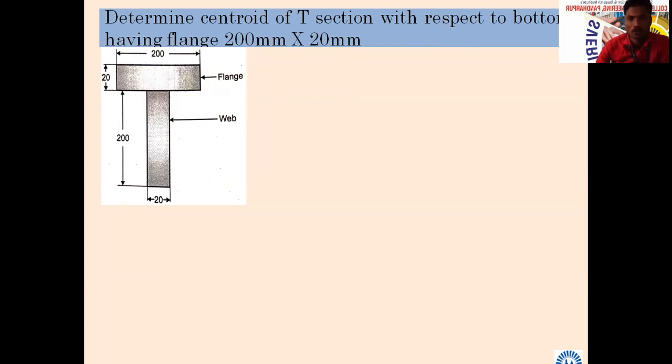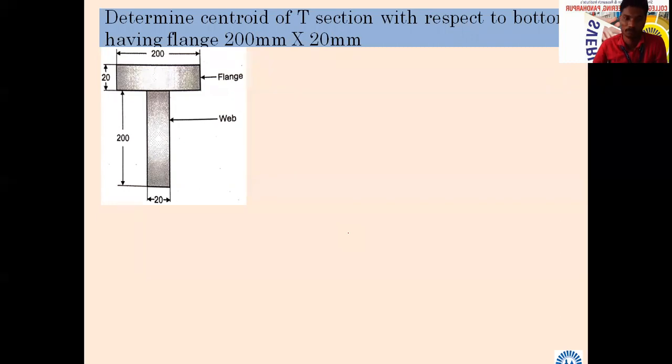So there is one object called the T section. This object looks like the letter T of the alphabet. With respect to bottom, if the reference axis is not given, then we should locate it. This T section is mainly divided into two parts. Which are they? One is B and H.